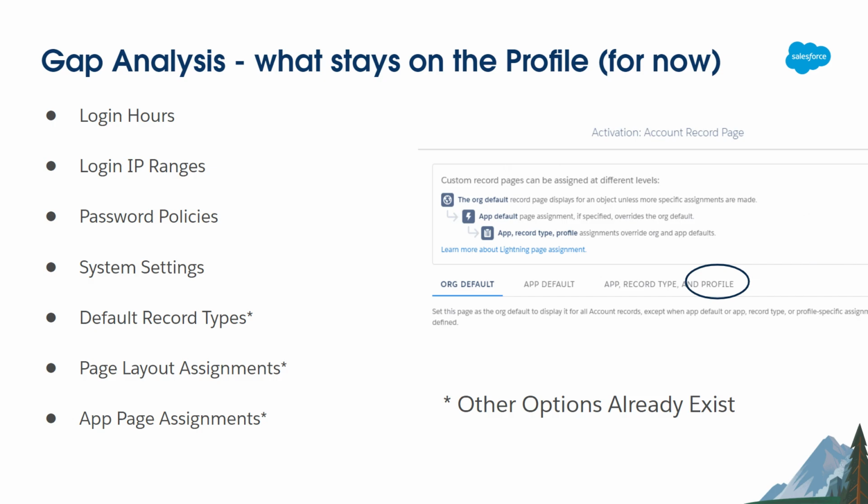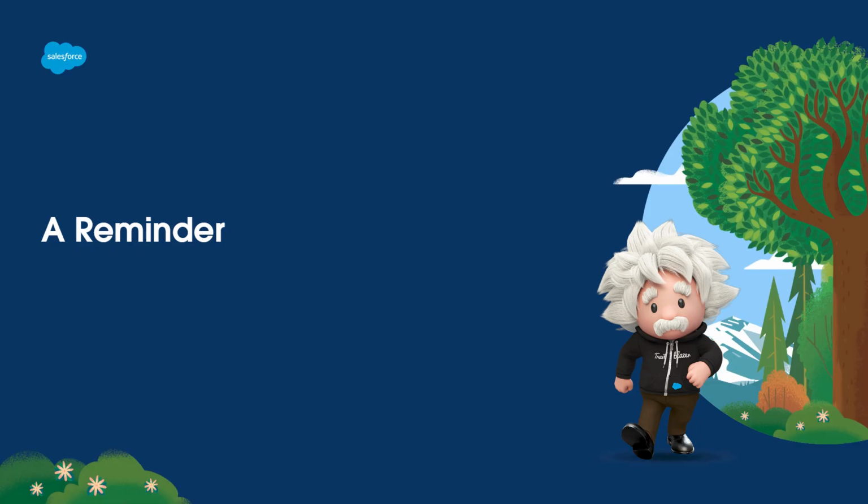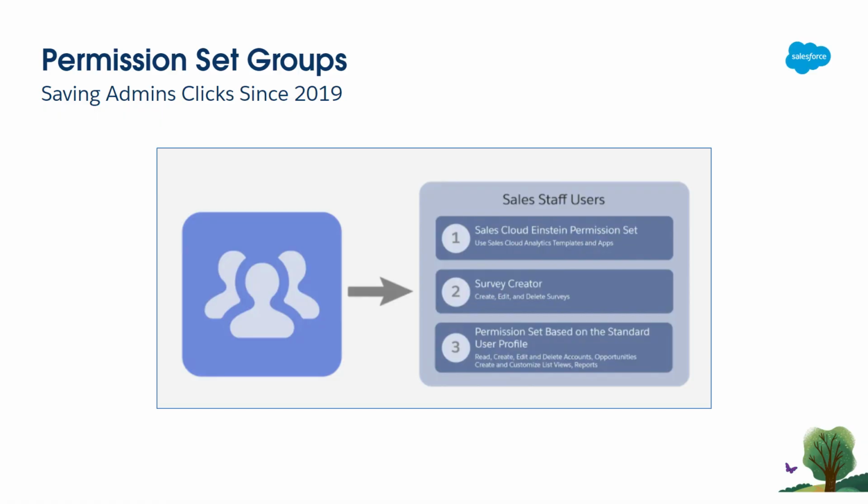Okay, so let's just have a quick recap. What has changed of late that maybe gave us an indication that this was all coming? What features have we got? Well, for one, we've got permission set groups. Now, I've put here saving admin clicks since 2019. And I put that there because I have to be honest with you. When permission set groups came out, I was sort of, okay, I can see they could be useful, but it's just saving me clicks. I'm not sure how useful.